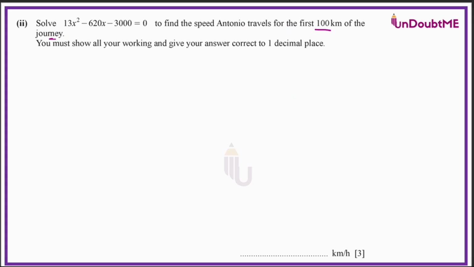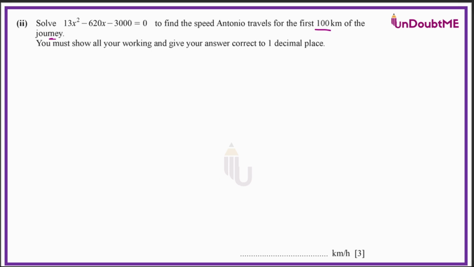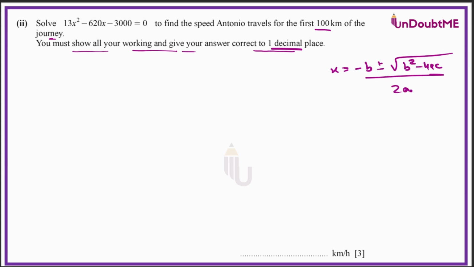Now for the first 100 kilometers, if I go back, speed was x. Indirectly they are asking for x only. You must show all your working and give your answer correct to 1 decimal place. Now when they say all your working and 1 decimal place, it should click in your mind that the only option we have is the formula method, because by regular factorization we cannot get answers in decimal. So I'll straight away go with the formula method. x is equal to minus b plus minus square root of b square minus 4ac over 2a. Internal calculations can be handled using a calculator, so there is no problem, but you have to show the steps.